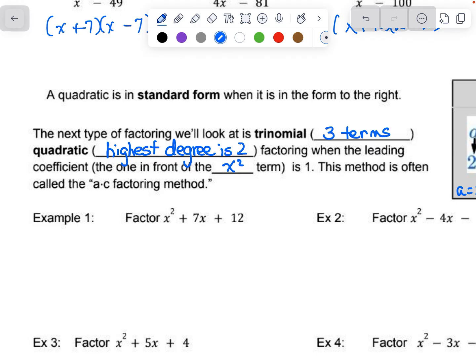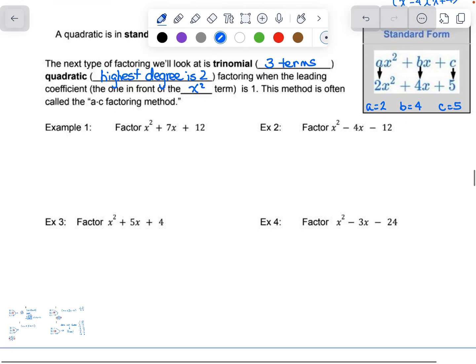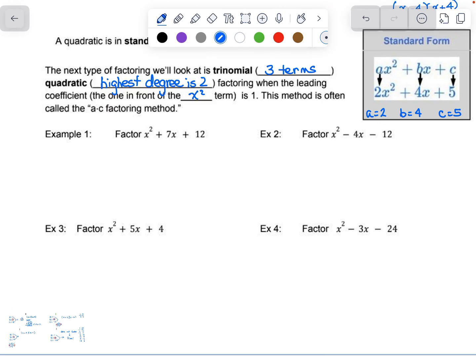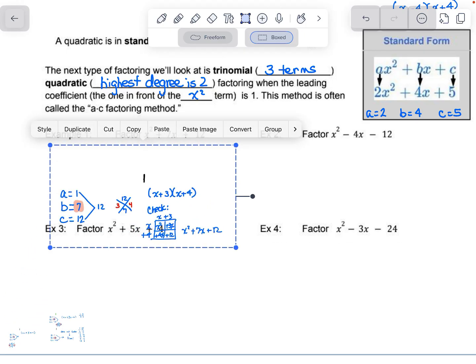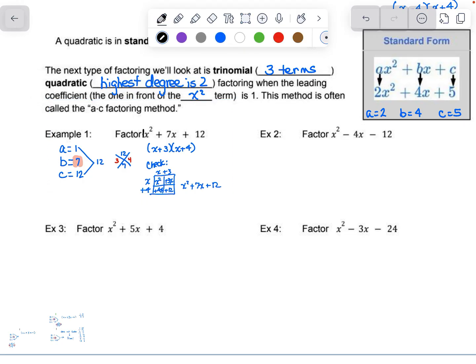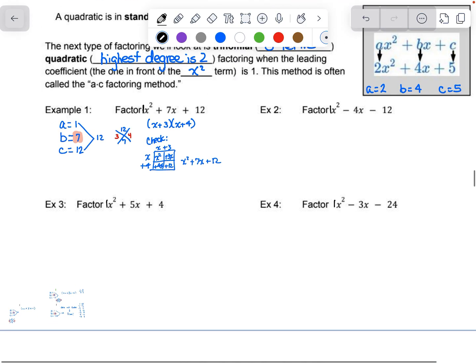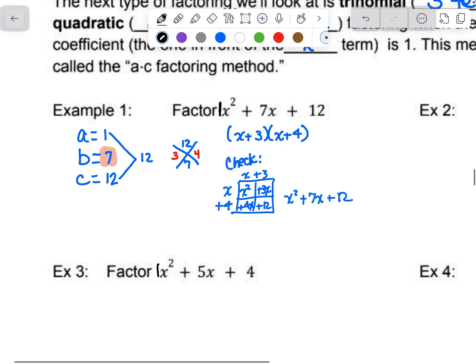So factoring a quadratic trinomial when the leading coefficient, the one in front of the x squared, is 1. This method is often called the AC method of factoring. And so I'm going to bring these up here. We're going to start out with, notice all of these have a leading coefficient of 1. Every single one of the ones in this section have a leading coefficient of 1. So we're going to start out by identifying those coefficients. A is 1, B is 7, and C is 12.